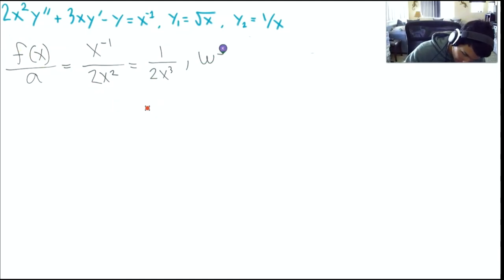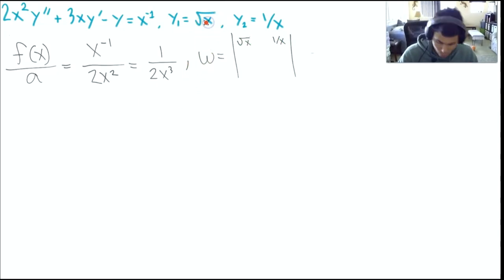Now we can compute our Wronskian. Okay, y1 is square root x, y2 is 1 over x. Let's take the derivative of this, which would be 1/2 x to the negative 1/2. Let's take the derivative of this, which is negative 1 over x squared. Multiply this thing by this thing, and this thing by this thing, and subtract them. And we'll see what happens.